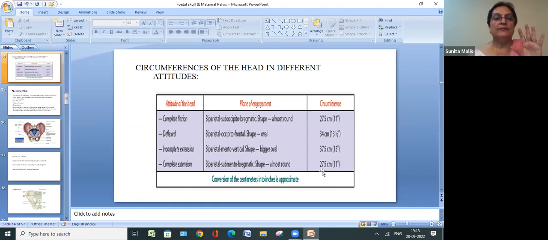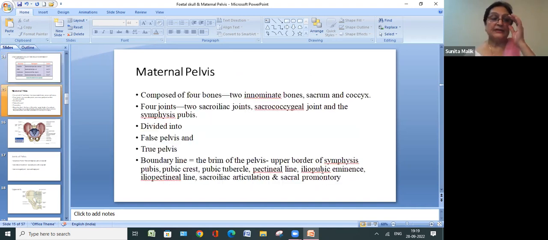Now you know we have three diameters which are 9.5 centimeters: suboccipitobregmatic, submentobregmatic, and biparietal diameter, which are in full extension and full flexion. Okay, so this was about the fetal skull.